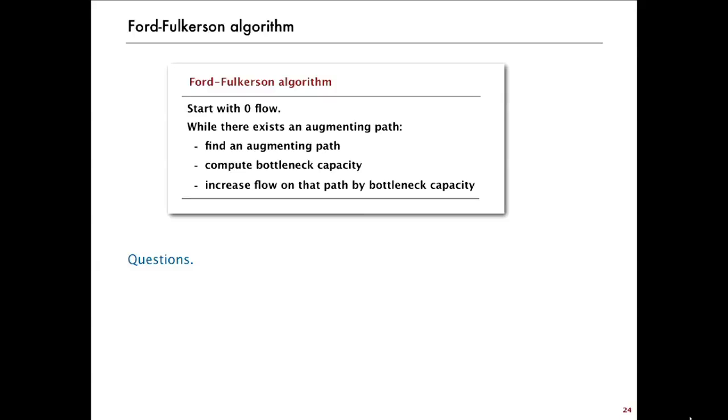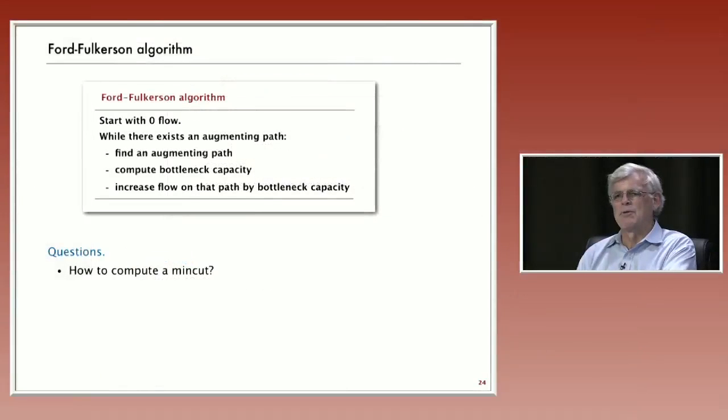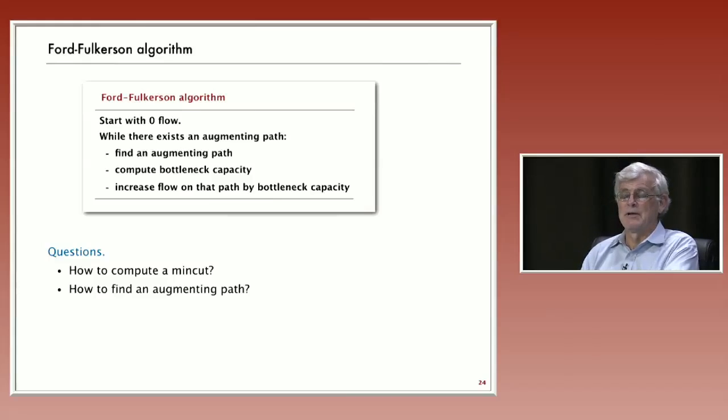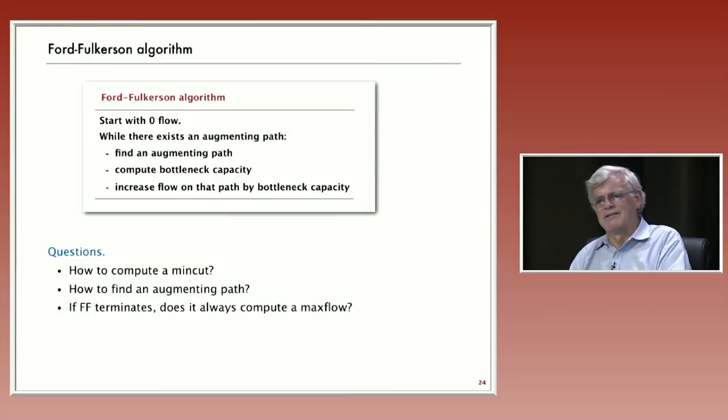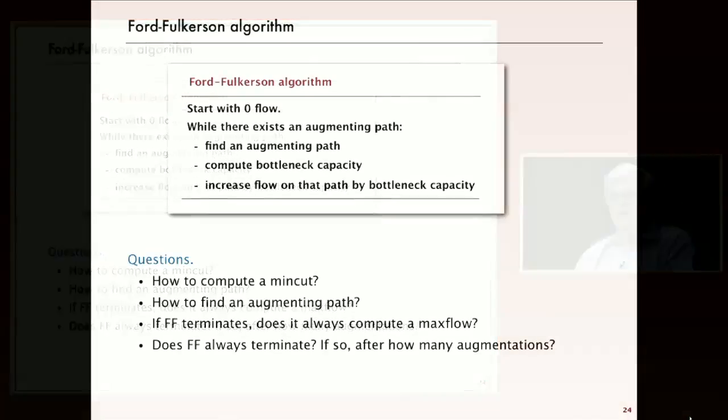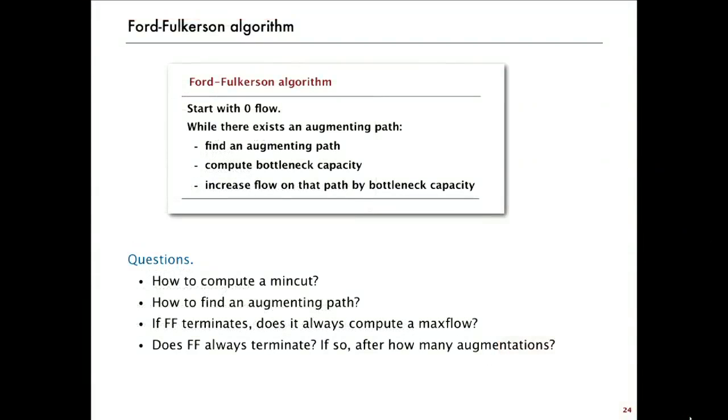Now there's a few questions about this. So that solves the maximum flow problem. We have to look at how to compute a min-cut. We have to figure out a way to find an augmenting path. That's not too hard. That's similar to many other graph processing problems that we've already solved. And we have to ensure, or at least show, that it always computes a max flow. And there's even a question of, does it actually terminate?